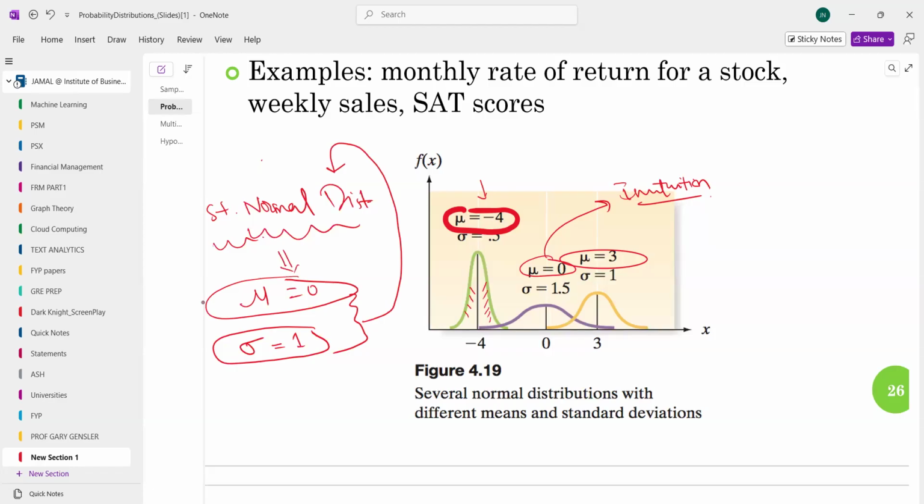If you want to denote a standard normal distribution, we can use this notation: the random variable z follows a normal distribution, in small brackets 0 and 1. This refers to a mean of 0 and a standard deviation of 1. So in your slides or anywhere in the notes, if you see this notation, this refers to the mean and this refers to the standard deviation.